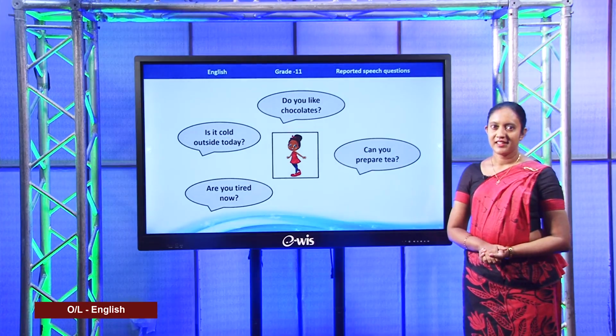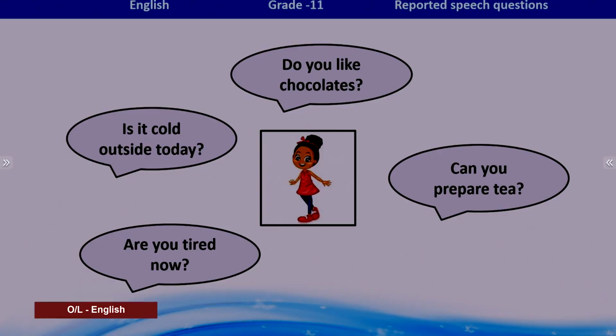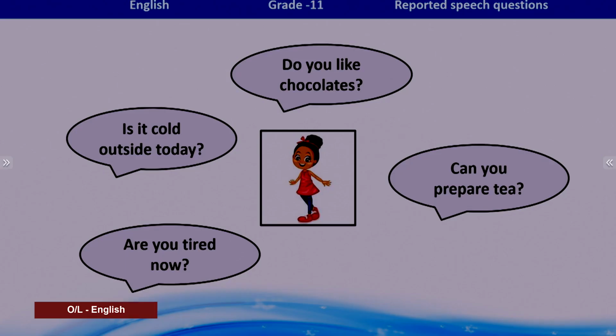Okay children, now let's do a small activity where you can practice simple questions. Look at the screen now. This is Jane. Jane asked some questions. Let's read the questions. Jane asked, is it cold outside today? Do you like chocolates? Can you prepare tea? Are you tired now? Okay children, now take your time and try to convert these questions into the reported speech.